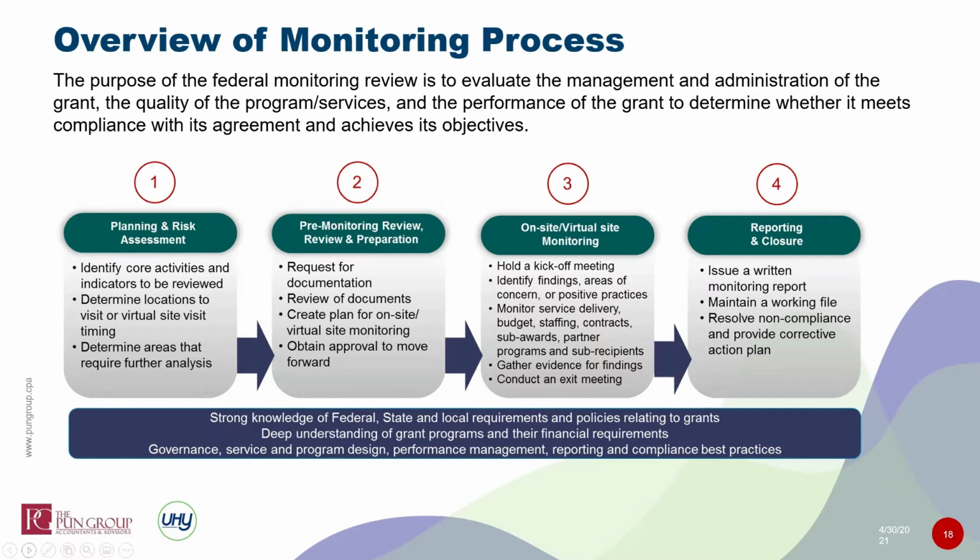Last, we issue a written monitoring report, draft form generally for the pass-through agency to review and issue to the sub. We do maintain a working file. We'll go through that later on the subsequent slide. And we work to resolve any non-compliance and get the corrective action plan in from the subrecipient or vendor. Again, all of this sounds pretty simple, but it does require strong knowledge of federal, state, and local requirements and policies related to the grants, and understanding of the uniform guidance and depth of understanding of the grant program itself.